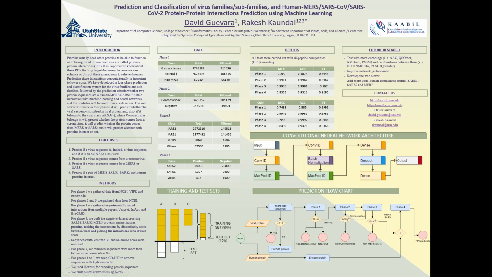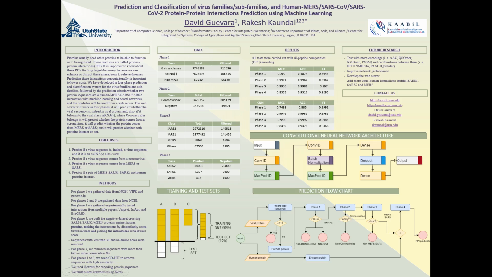As for the data collecting, for phase 1, we gathered data from NCBI, Viper, and Genome.jp. For phases 2 and 3, we gathered data just from NCBI. For phase 4, we looked for papers that had experimentally proven interactions. Then, we complemented the list with data from UniProt, IntAct, and BioGRID. All duplicate interactions were removed.